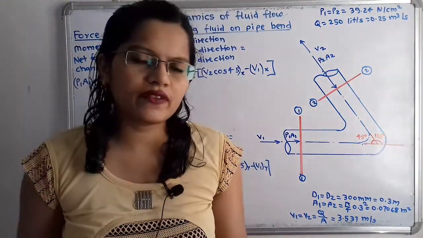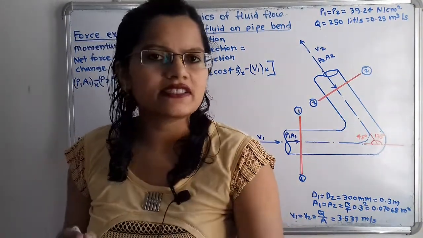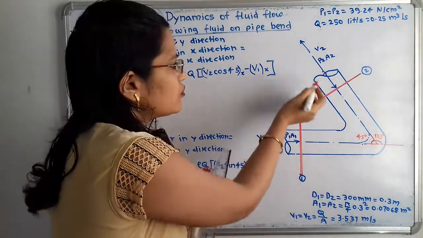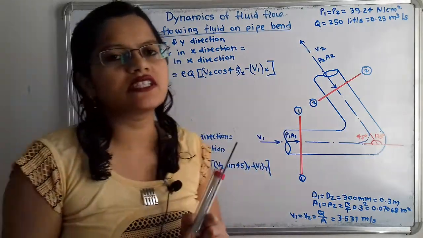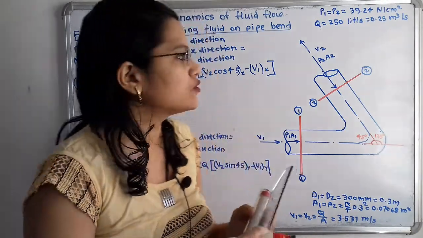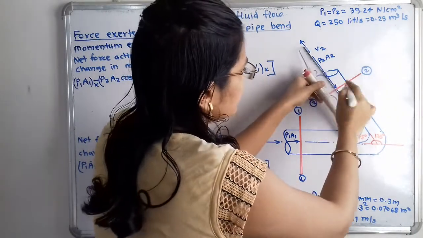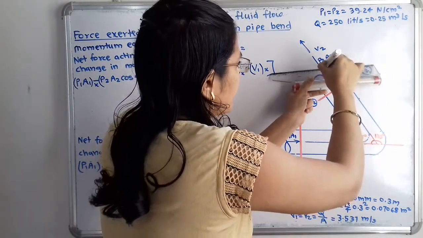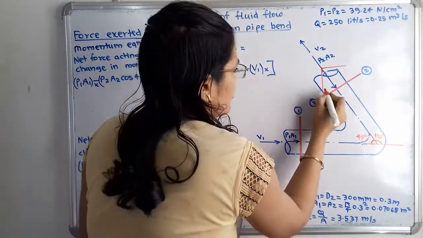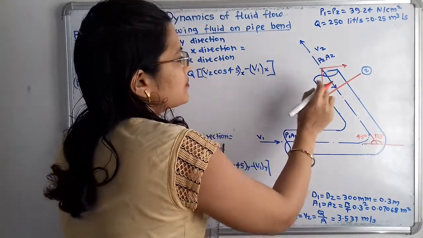Now we will draw the free body diagram. If we observe, the pressure force and velocity at the inlet are in the horizontal direction, so V1 and P1A1. But what about section 2? This pressure force and this velocity are in an inclined direction. So now we have to resolve these forces into two components, a horizontal component and a vertical component. I will resolve this. Here this is the inclined direction, so I will take the horizontal component and the vertical component. This is the component for P2A2.